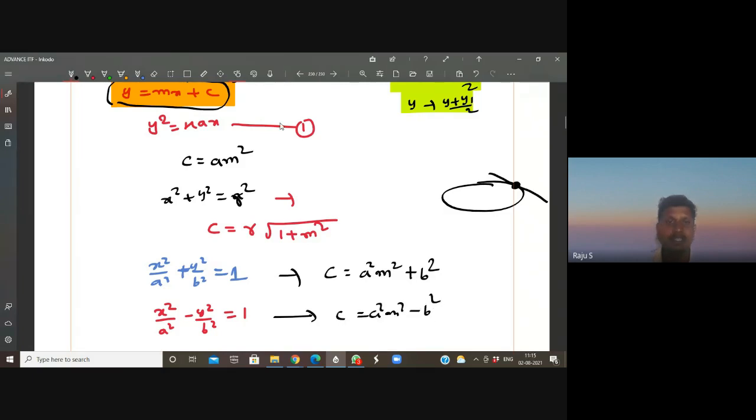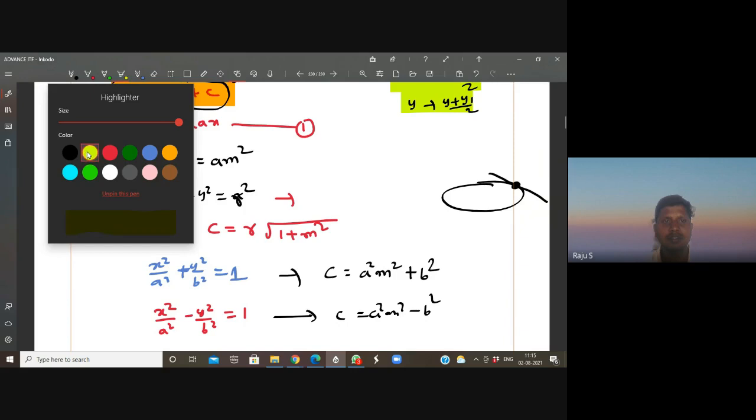That's it. These are the tangency conditions for the parabola, hyperbola, ellipse and circle. Okay, you must remember that. Students, you must remember.